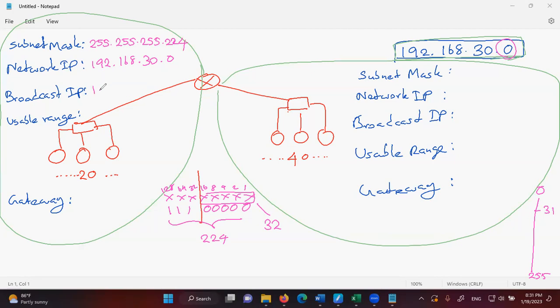So then children, the broadcast IP will be 192.168.30.31. Usable range 192.168.30.1 to 30. Gateway is 192.168.30.5. That's the gateway. So those configurations will be applied to the first network, which has 20 computers.